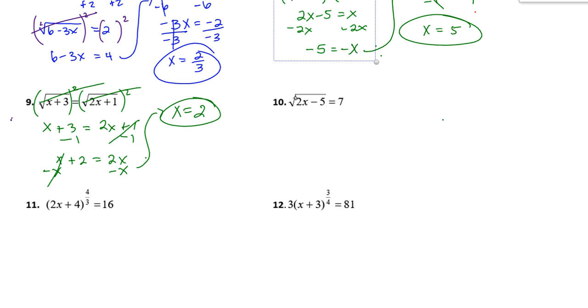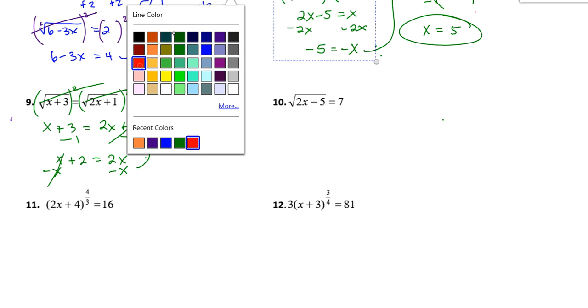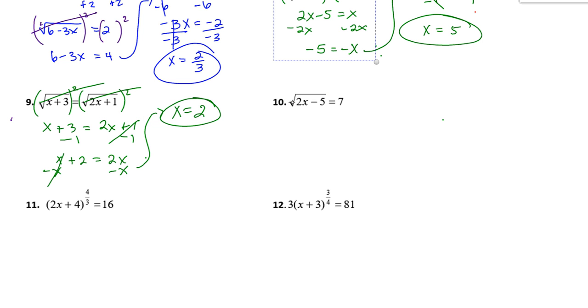All right, this one, that is a 2 out on the shelf, so we're going to put a 2 on there. But whatever you do to one side, you have to do to the other. So squared, so that cancels. So we have 2x - 5 = 49. Add the 5. 2x = 54. Divide to get rid of that 2. And you get x = 27.